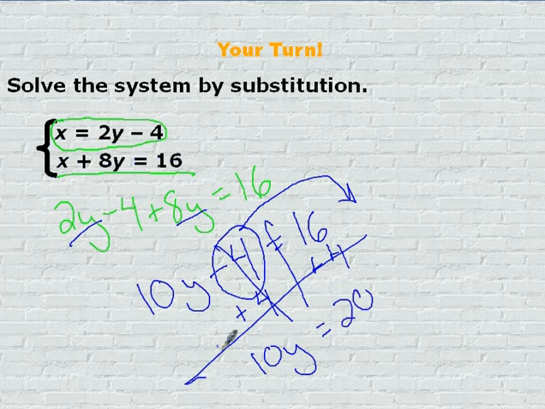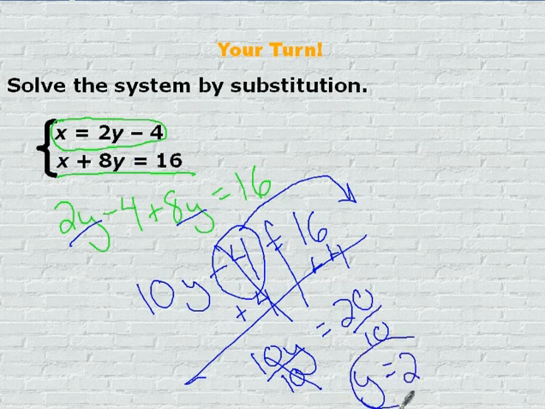Now I want to split up the 10 and the y. They're being multiplied, so I split them up by dividing. And I get that y equals 20 divided by 10 is 2. All right, y equals 2. So now I can take this and plug it back into either one of these equations and then solve for x. So let's plug it in here.